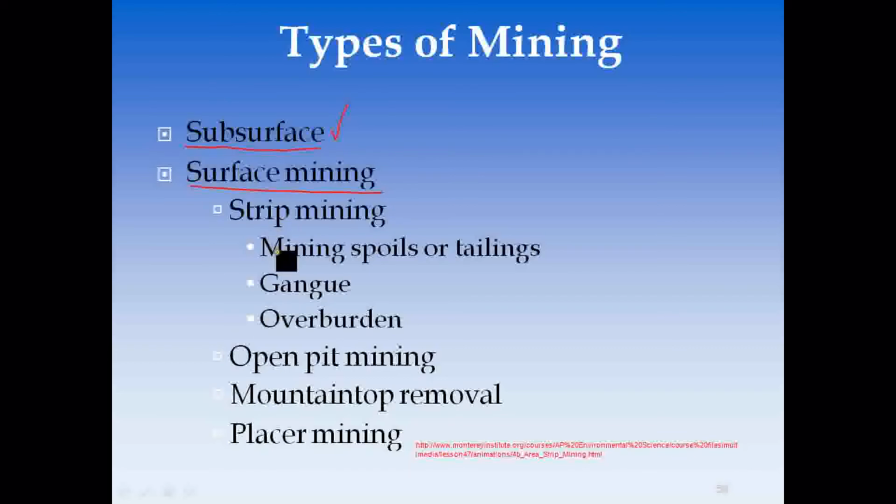And there are several different types of surface mining. The first is called strip mining. And here are some terms that you need to know. First of all, it's mining spoils. Sometimes you'll hear it called tailings. Both of these words mean pretty much the same thing. Mining spoils are unwanted rock that has to be removed before you can start digging for the mineral that you're trying to find. Tailings are the rocks and waste that are left during the processing of the mineral.